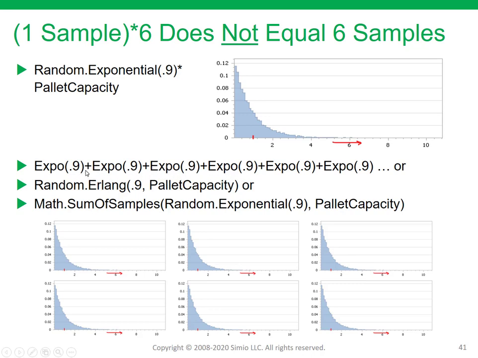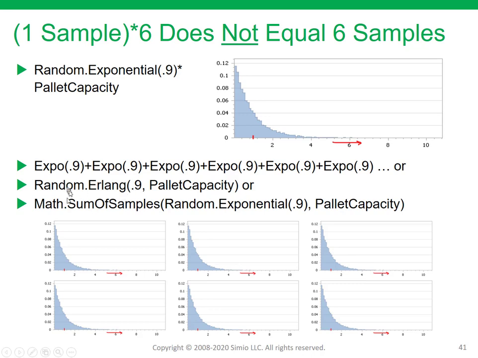This is a bit difficult for our problem because the number of parts on the pallet is a decision variable. So you could do this with an add-on process, but it gets a bit involved. Secondly, we could use an Erlang distribution, which exactly models this, the sum of exponentials. If you use an Erlang distribution with 0.9 and the pallet capacity, you will sample correctly.